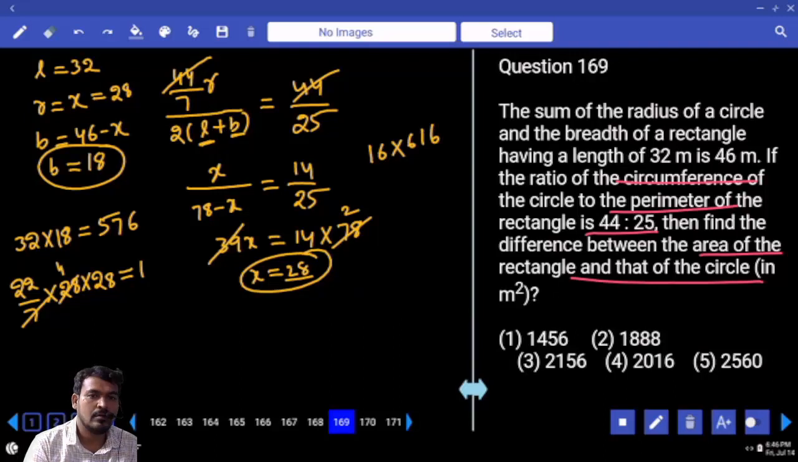2, 2, 4, 6, 4. 2, 4, 6, 4. What is the difference between these two values?